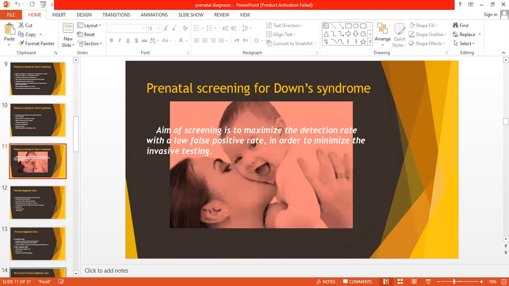So, what is the aim of prenatal diagnosis of Down syndrome? The aim of screening is to maximize the detection rate with a low false positive rate in order to minimize the invasive testing. Okay, because it should not happen that the pregnancy does not even have a Down syndrome fetus and you do so much invasive testing that your miscarriage rate becomes higher.